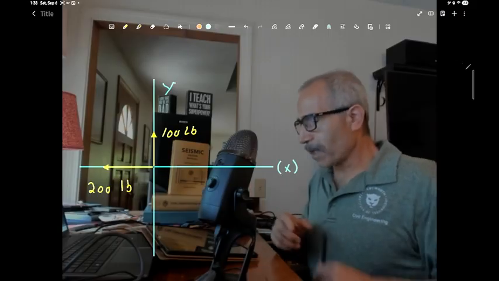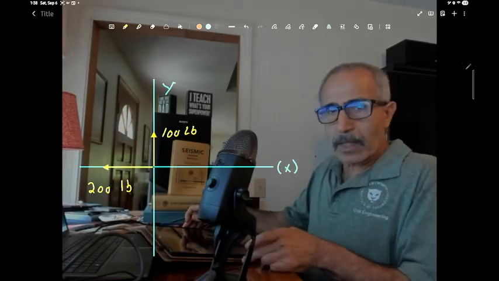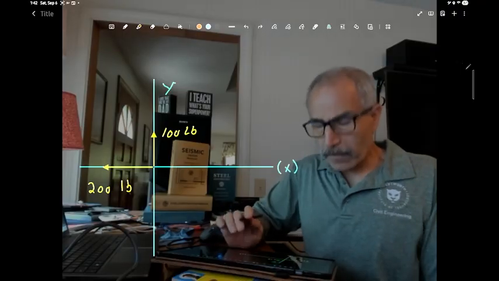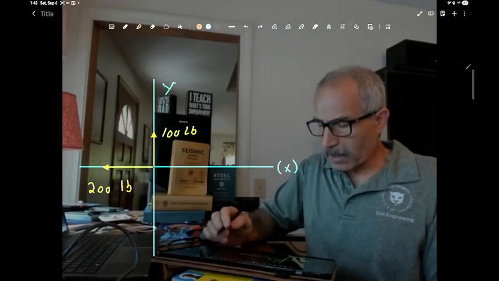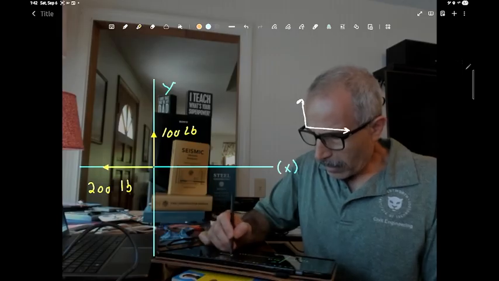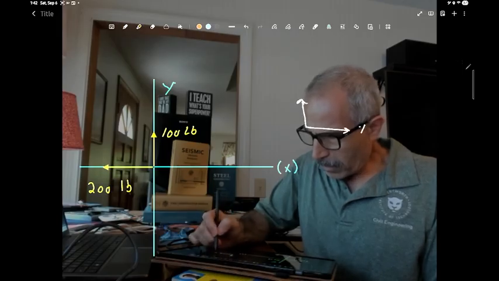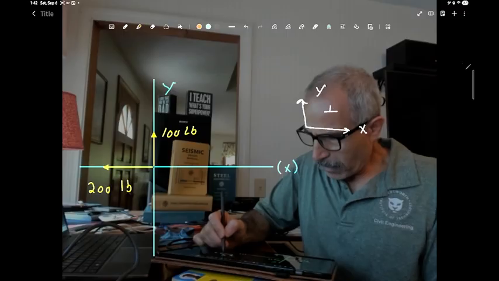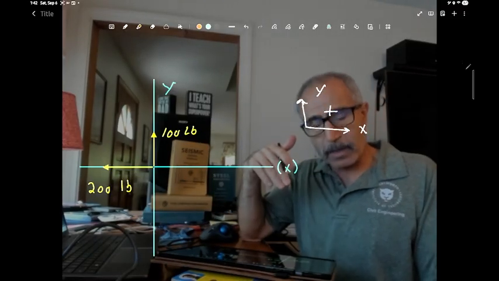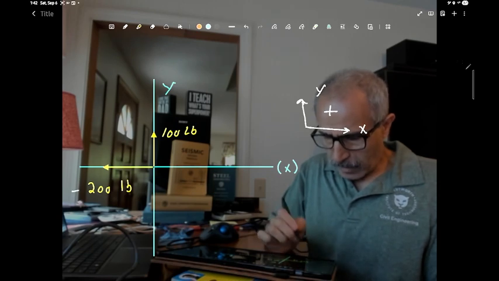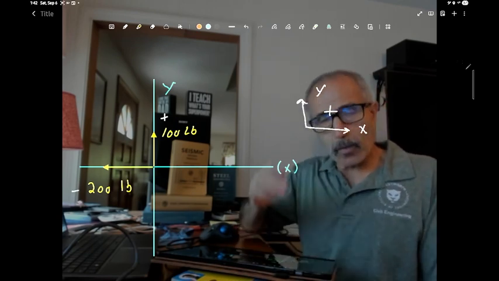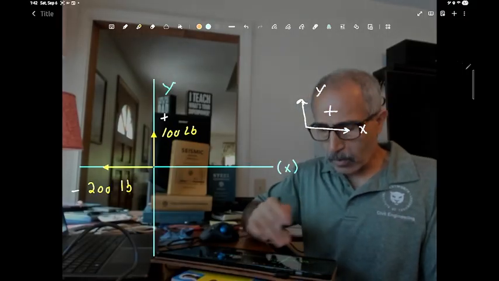Actually, there's an example right here in front of me. So let's do this example. All right, the first thing I want to do is establish the sign. X is going to be this way, y is that way. So if you're going up, positive, going right is positive. Then we know this is going to be minus 200 right here, and that's going to be plus 100. Another thing is we'd like to find out the resultant of these two forces.